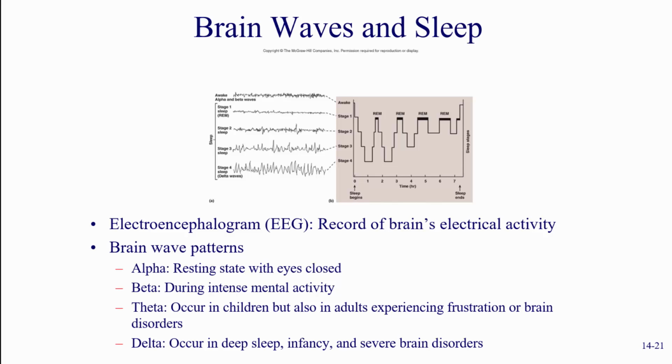Brainwaves. We have the electroencephalograph, or EEG, which records the brain's electrical activity. And the brainwave patterns: we have alpha, which is the resting state with eyes closed. We have beta, which is during intense mental activity. Theta occurs in children, but also in adults experiencing frustration or brain disorders. And then delta occurs in deep sleep, infancy, and severe brain disorders.